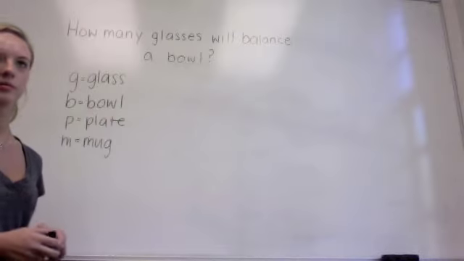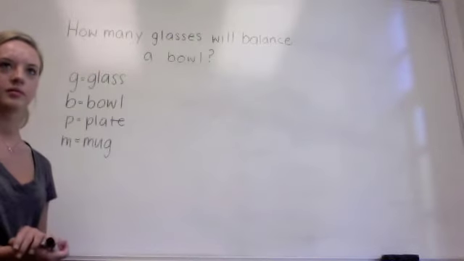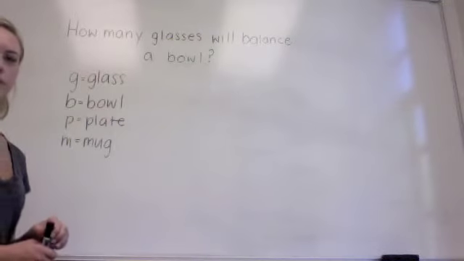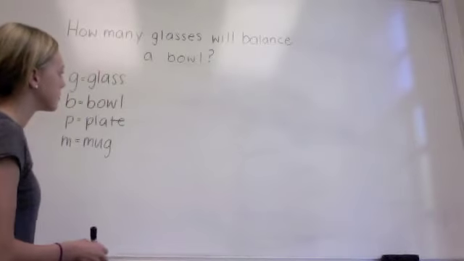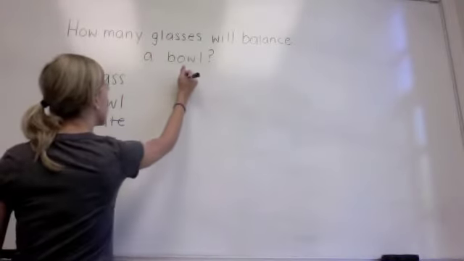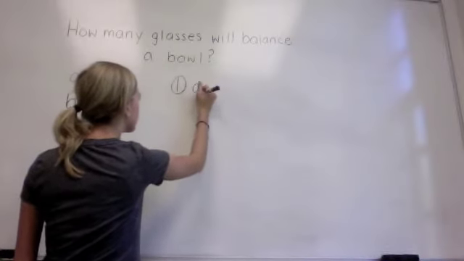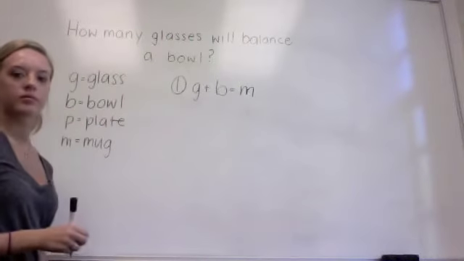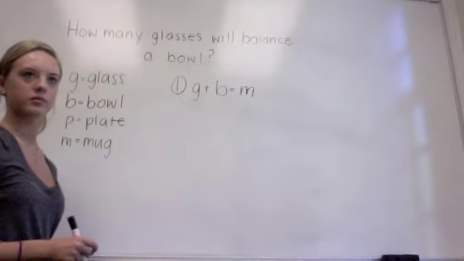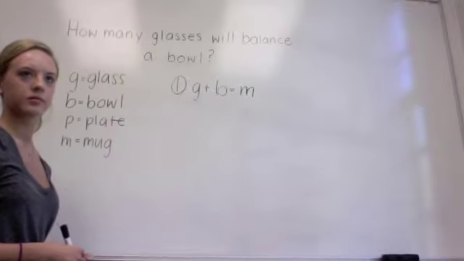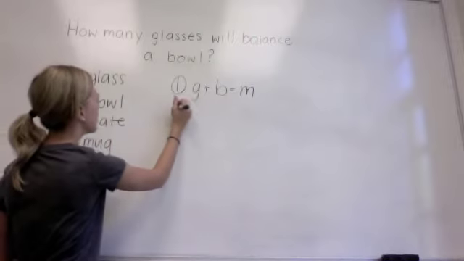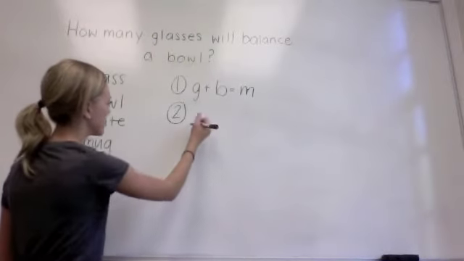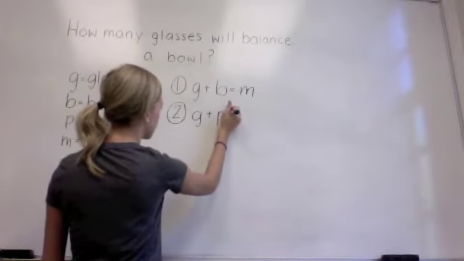If we read the first part, it says a glass and a bowl balance a mug. I'm trying to use words to put it into more of an equation with symbols. So a glass plus a bowl is equal to 1 mug, so G plus B is equal to M. The next one says a bowl alone balances a glass and a plate, but if we want to match that first one, with a variable plus a variable equal to another variable, we can just say a glass plus a plate is equal to a bowl, G plus P is equal to B.